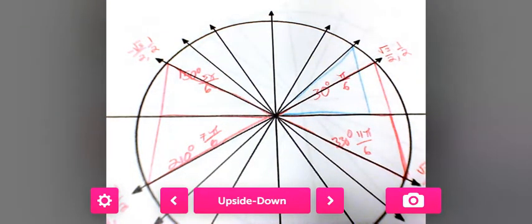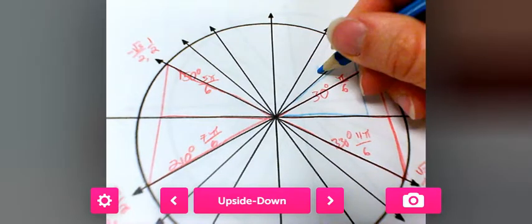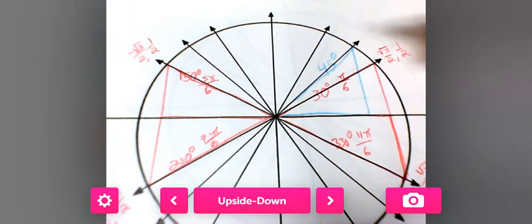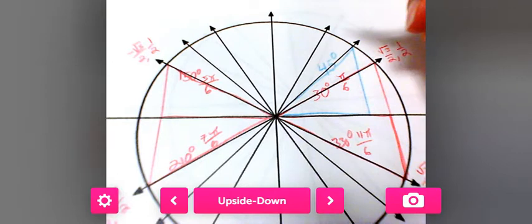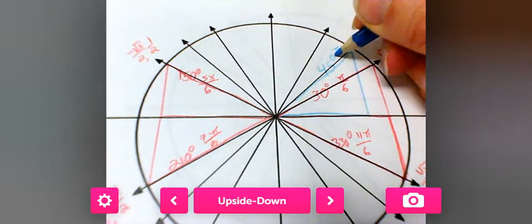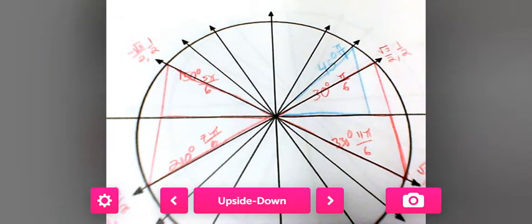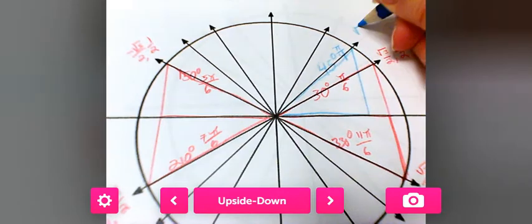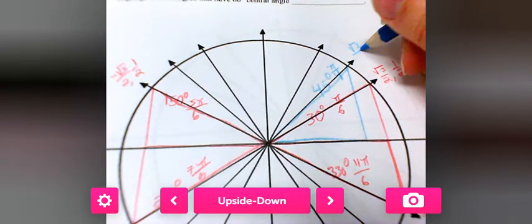So this is 45 degrees, and it is also pi over 4. And it is square root 2 over 2 and square root 2 over 2.